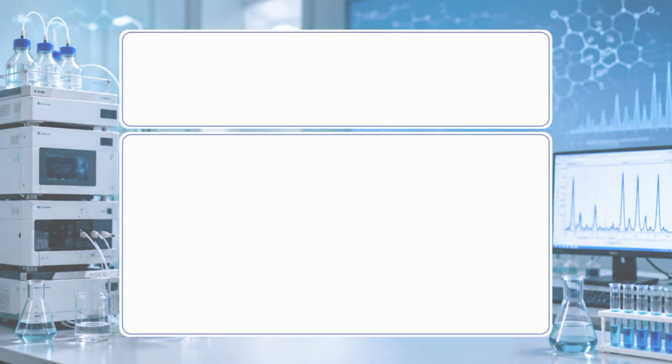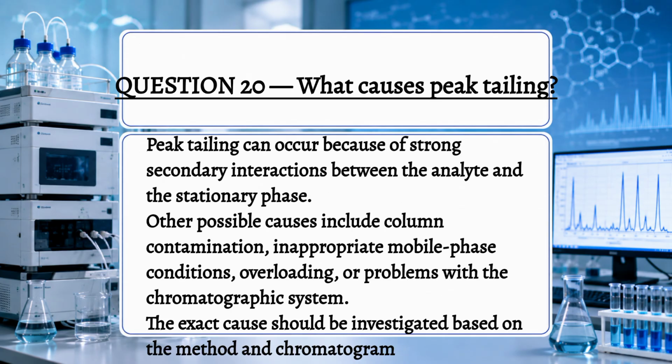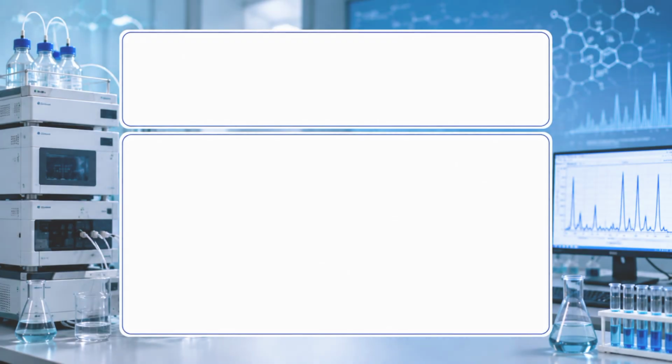and tailing factor. Question 20. What causes peak tailing? Peak tailing can occur because of strong secondary interactions between the analyte and the stationary phase. Other possible causes include column contamination, inappropriate mobile phase conditions, overloading, or problems with the chromatographic system. The exact cause should be investigated based on the method and chromatogram.